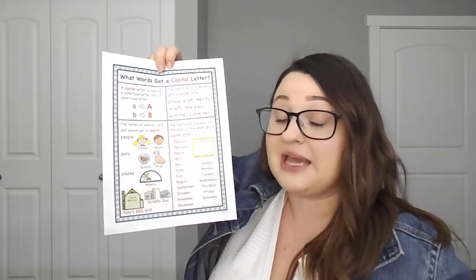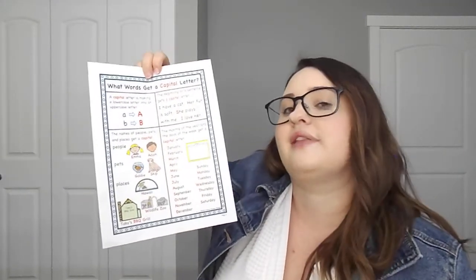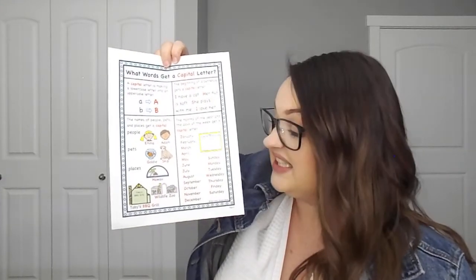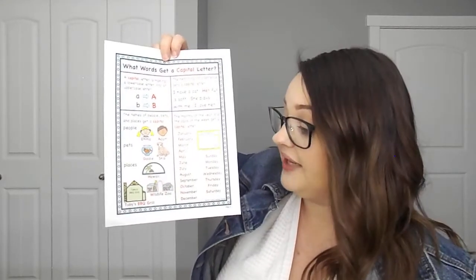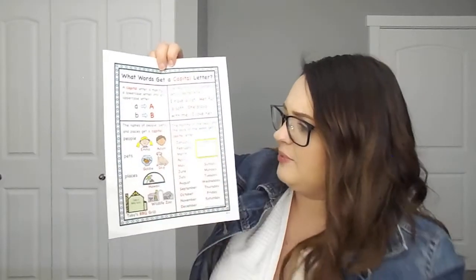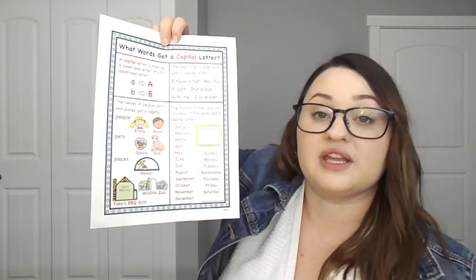Pets. So for example, I have a dog named Harvey. Harvey would get an uppercase letter if I was writing his name. Places. Places like Everson Elementary or McDonald's or Target. Those get uppercase letters. Other things that get uppercase letters are months and days of the week.